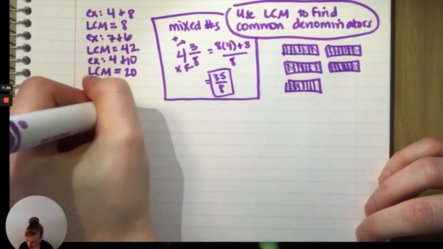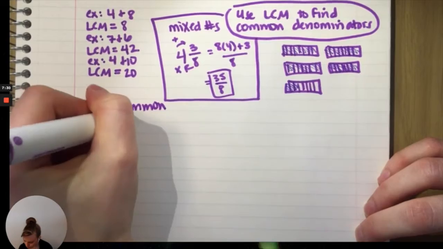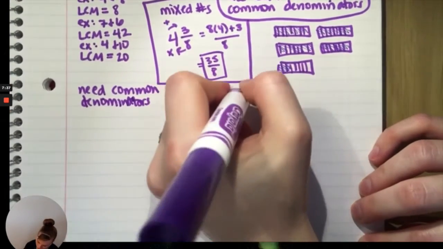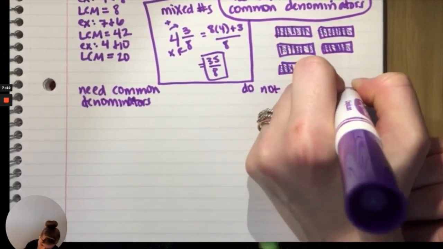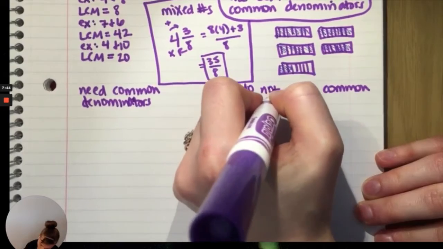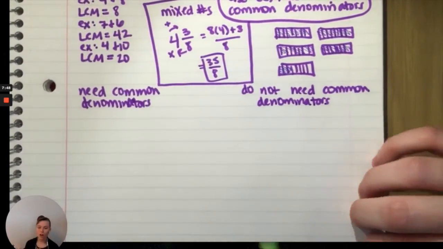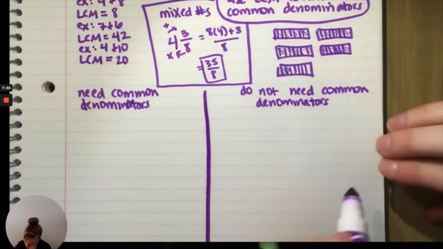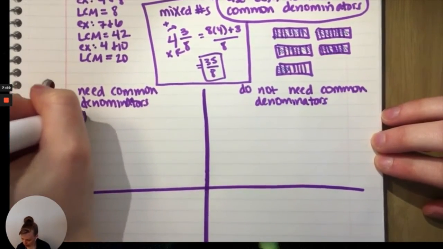So these 2 examples in this column will need common denominators, and these do not need common denominators. All right, and we're going to then draw this into 4 boxes, and we're going to have 4 examples. So this will be our adding example.